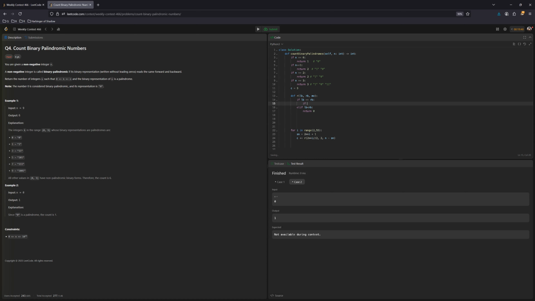Yeah. So if max value is greater than or equal to left bit, then return 2. Else return 0. Assert max value is greater than or equal to 0.